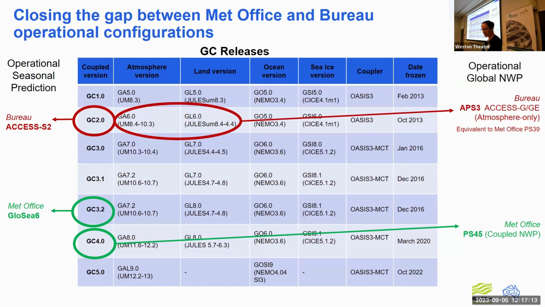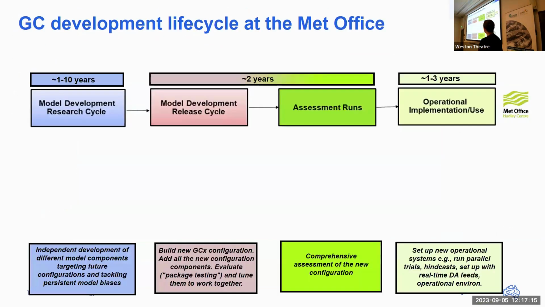So we want to try and close that gap. To do that, we need to be involved in the Met Office's cycle of development. Basically, this is the pipeline of development. There's the model development component, which is all about building new components of the model, like maybe your convection scheme. It can be on a timescale of anything from 1 year to 10 years. And this is not a linear process.